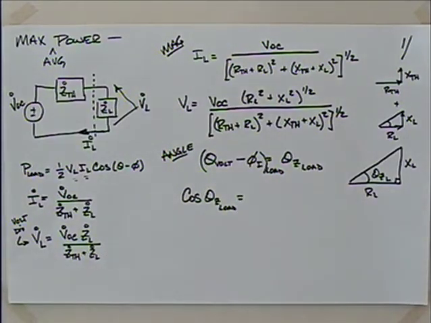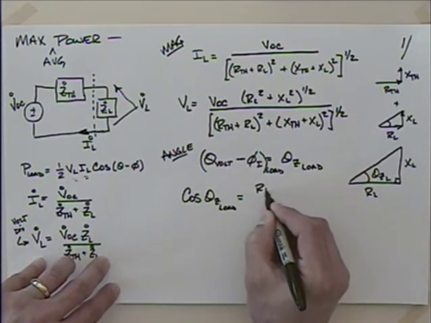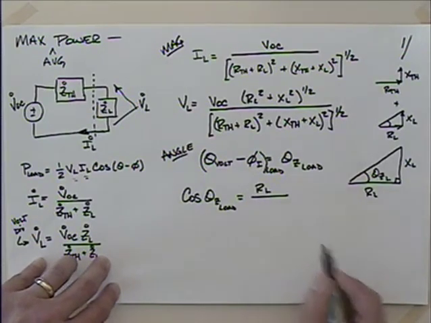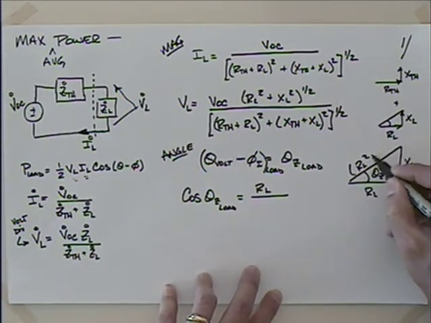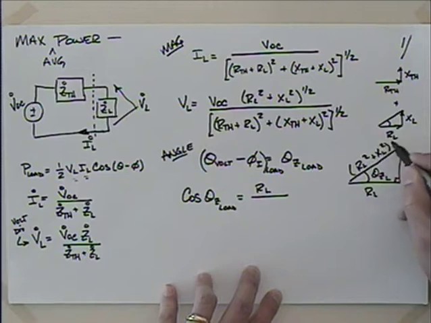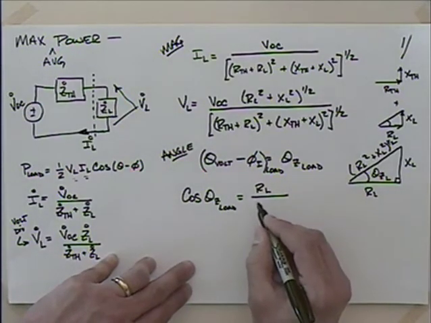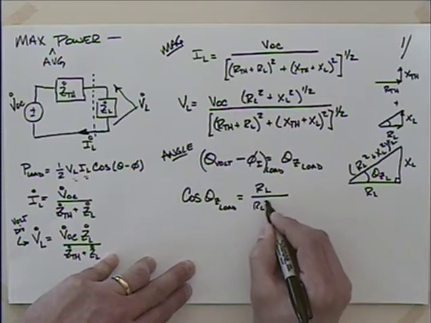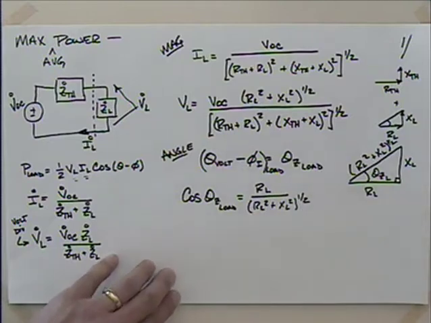By definition of cosine, you learned way back in trigonometry that that was the ratio of what? The adjacent over the hypotenuse, is that right? So what's adjacent to this angle? R sub L. What's the hypotenuse? Does this have a hypotenuse? Yeah, square root of RL squared plus XL squared, taken to the 1/2. Okay, so that's the hypotenuse, RL squared plus XL squared taken to the 1/2.